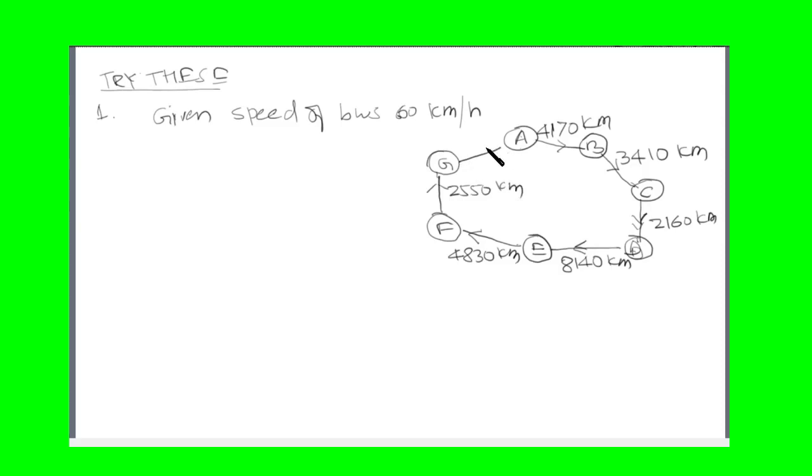And G back to A is 1290 kilometer. So this is the diagram given, and the question asked is find total distance covered by bus from A to D.